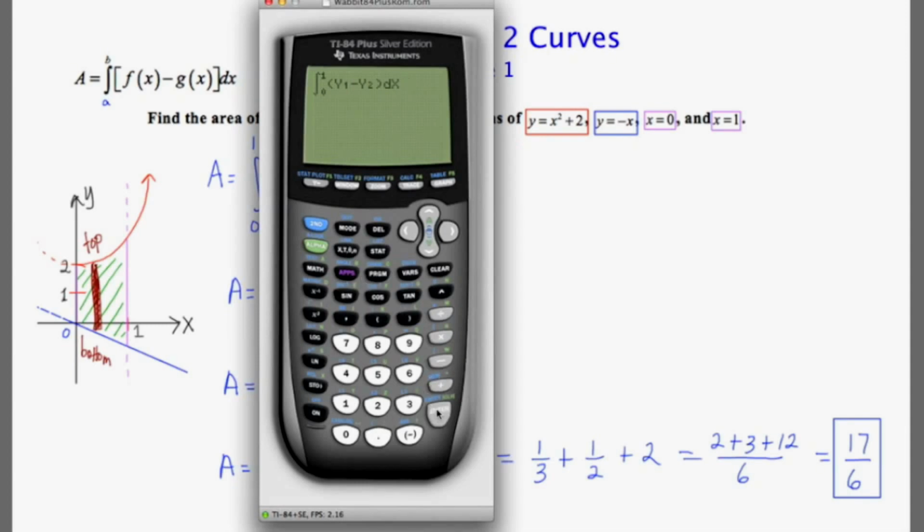When I press enter, I should get the equivalent of 17/6. Let's see. I'm getting 2.83 repeating, and as a final check, let's do 17 divided by 6, which is what we got when we did it by hand. Yes, perfect. The answer is confirmed.